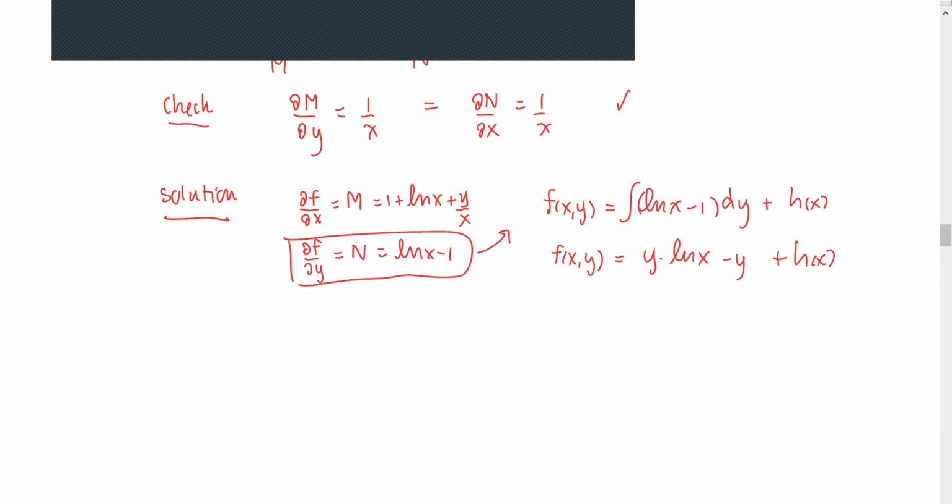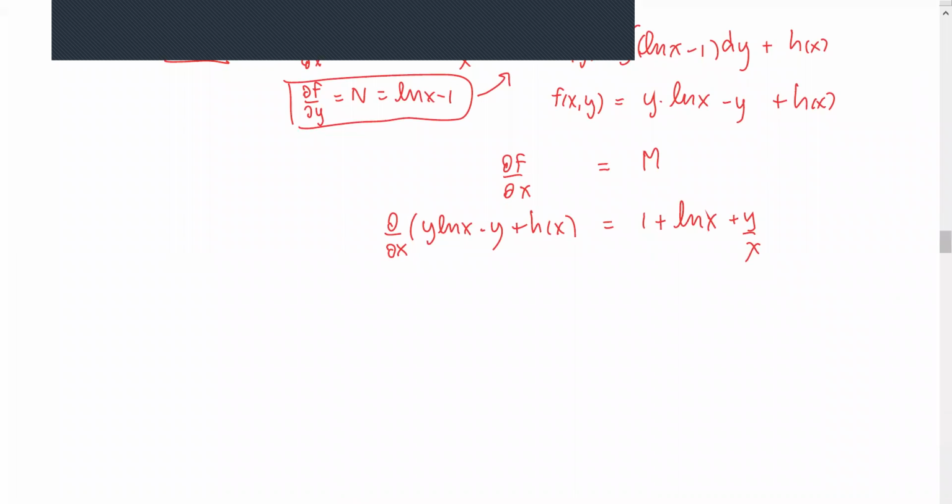The next step, we are going to find the partial derivative of the solution with respect to x and let it equal the M expression. So the partial derivative of the solution, which is y natural log x minus y plus h(x), with respect to x equals the M expression, or 1 plus natural log x plus y over x. On the left-hand side, after we find the derivative with respect to x, we will get y over x plus h prime of x equals the right-hand side, which is 1 plus natural log x plus y over x. That gives us h prime of x equals 1 plus natural log x.